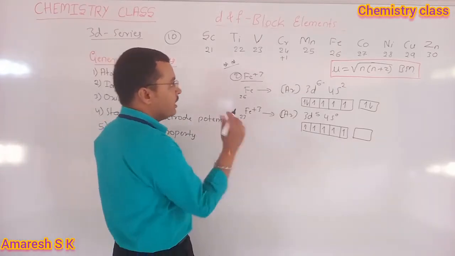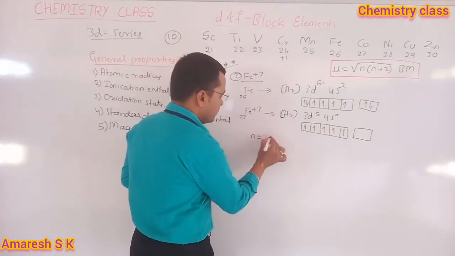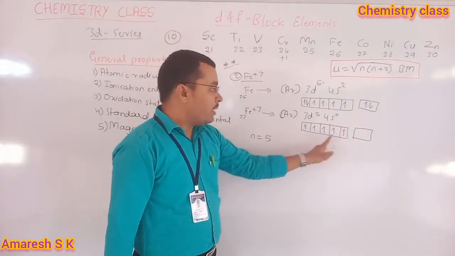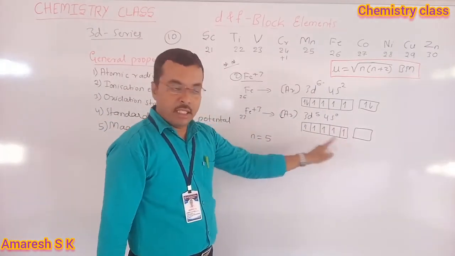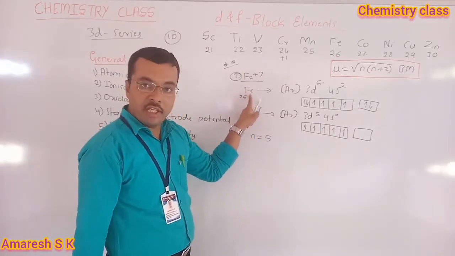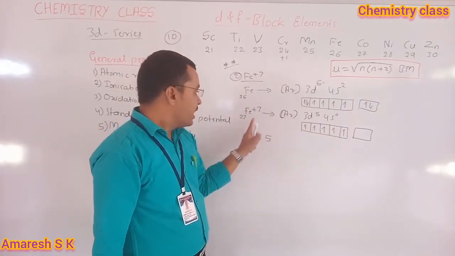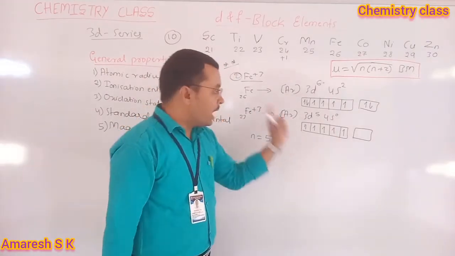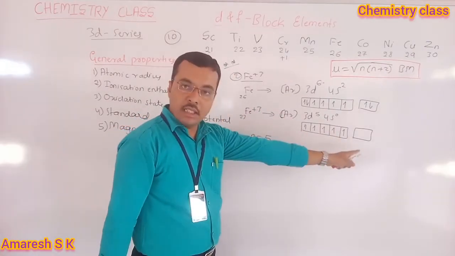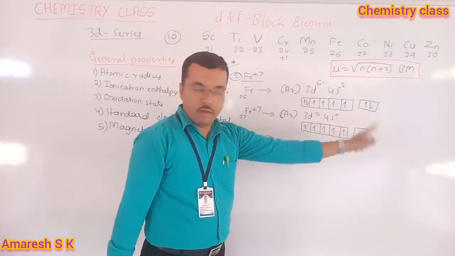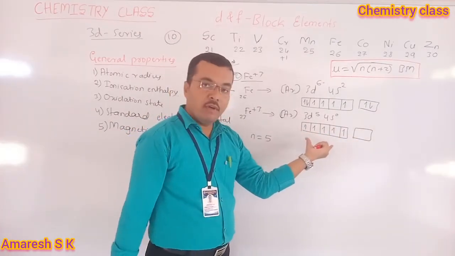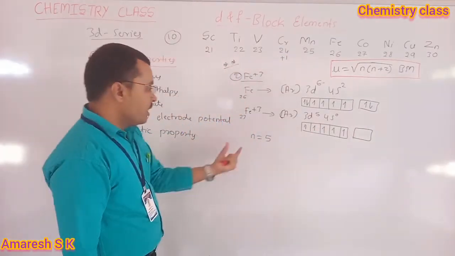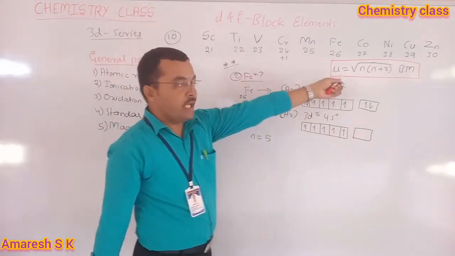Next, here the value of n becomes 5 because there are 5 unpaired electrons in the valence shell. They ask for Fe plus 3, not Fe. Fe plus 3 means it undergoes oxidation and loses 3 electrons. At that time the electronic configuration becomes 3d5 4s0. In the outermost shell there are 5 unpaired electrons. We should take the value of n equal to 5, then substitute it in the equation.